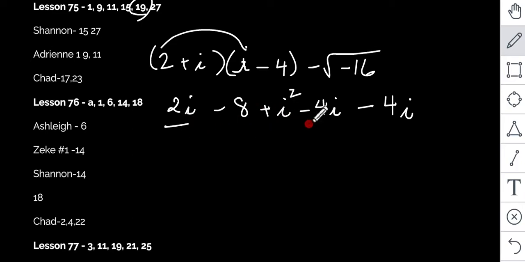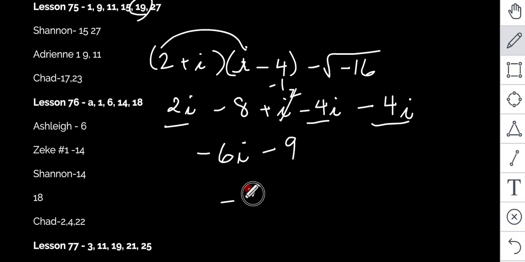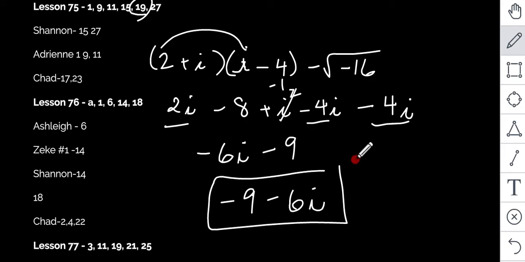So we have 2i minus 4i is negative 6i. i squared is equal to negative 1, so we'll just have that, and we're going to get minus 9. You should put it in the right form. The real number comes first, and then the imaginary. This is a complex number in the right form, a plus bi, and that is your final answer.